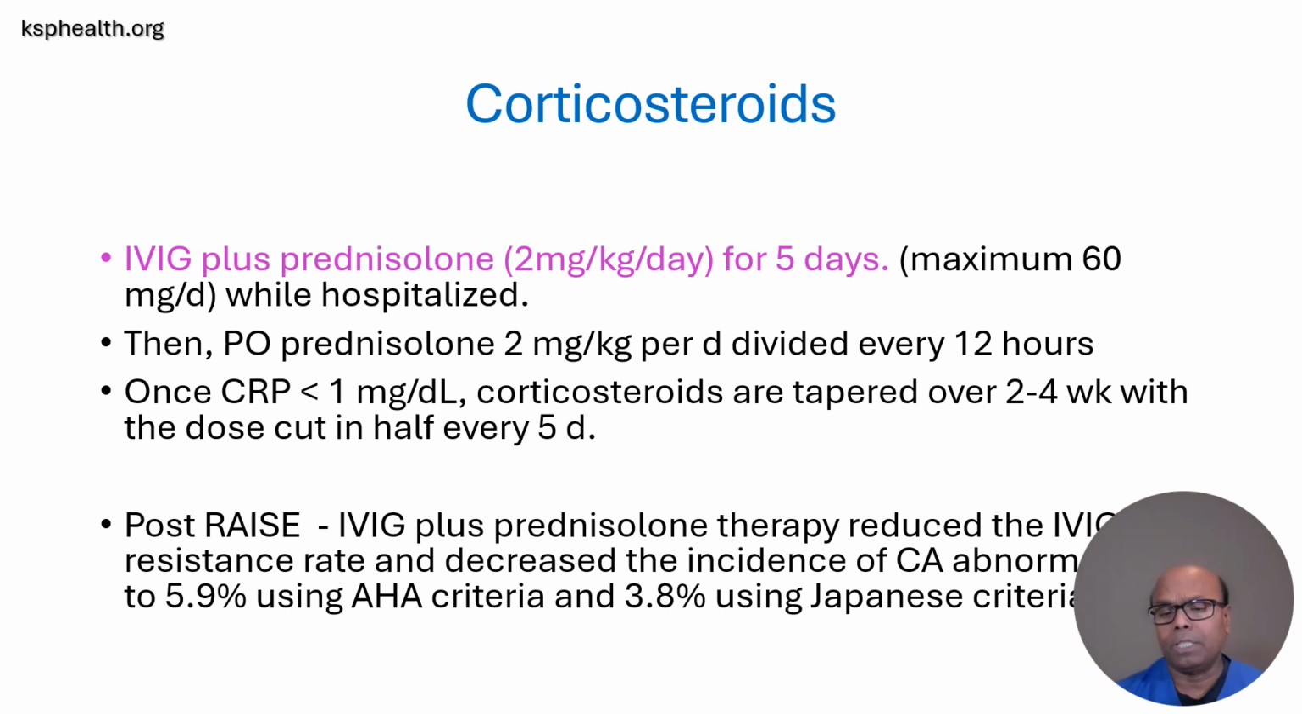The dosing is based on the RAISE trial, which was done in Japan. It has shown the combination decreased incidence of coronary artery abnormalities to 5.9% using AHA criteria and 3.8% using Japanese criteria. This RAISE trial was done in Japan in patients of Japanese ancestry.